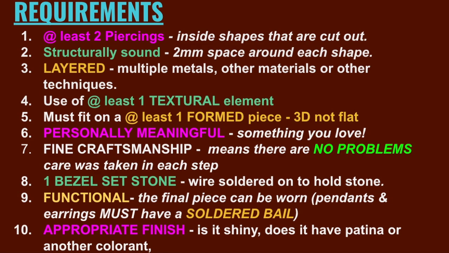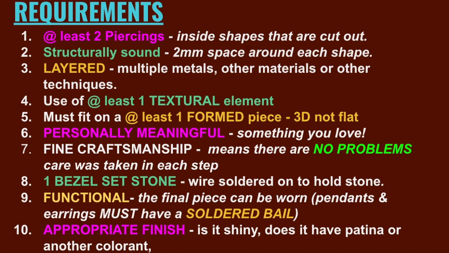Requirement 3 is that the piece has to be layered with multiple metals or other materials and techniques used. Number 4 is use of at least one textural element. Number 5 is that you must have at least one formed piece that is not flat. Number 6 is it should be personally meaningful so that you really love what you're working on. Number 7 is you have to have fine craftsmanship, which means there are no problems or sloppy areas at the end. Number 8 is there needs to be one bezel set stone.